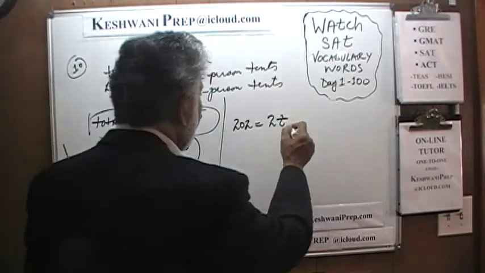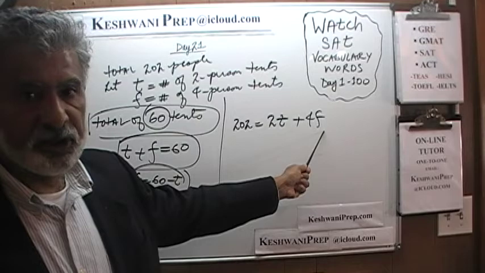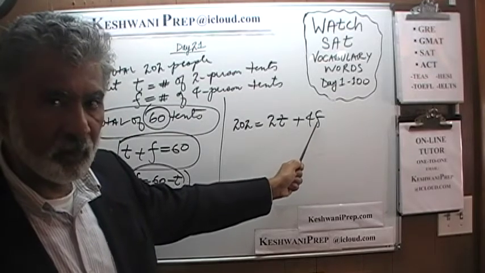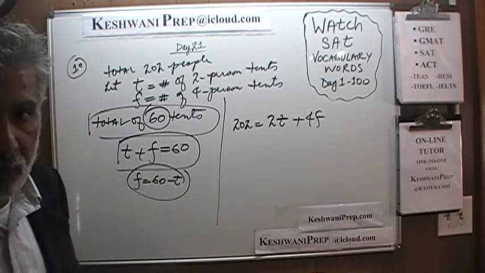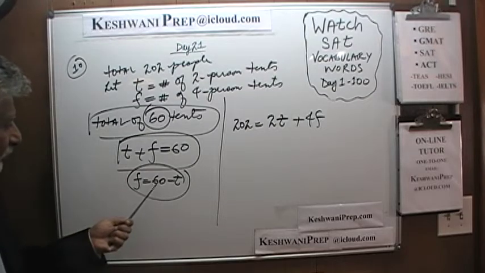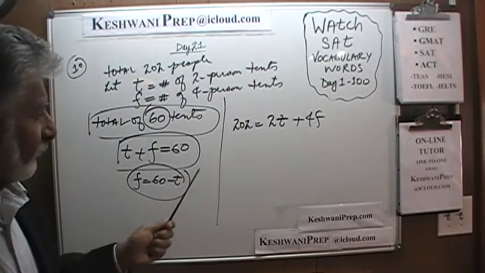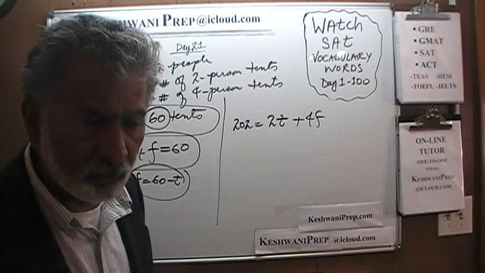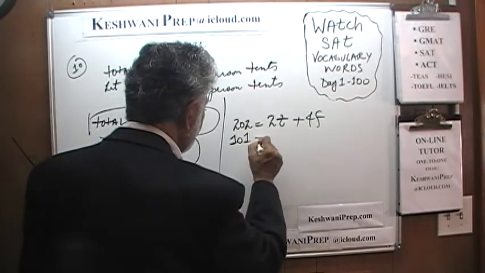So since it's filled to capacity, this represents the number of people who are sleeping in the 2-person tents, and 4 times F, because each tent accommodates 4 people, would represent the number of people who are sleeping in the 4-person tents. There you go. We have 2 independent equations, 2 unknowns, we can solve for T. And F we know is 60 minus T, we're going to put it in here. But before we do that, let's reduce the work a little bit. I just noticed that this is 202, this is 2, this is 4. Why don't we divide the whole thing by 2 first, so that we have to do less math. 101.